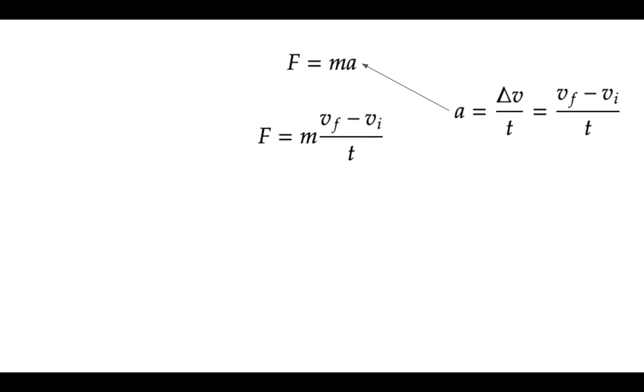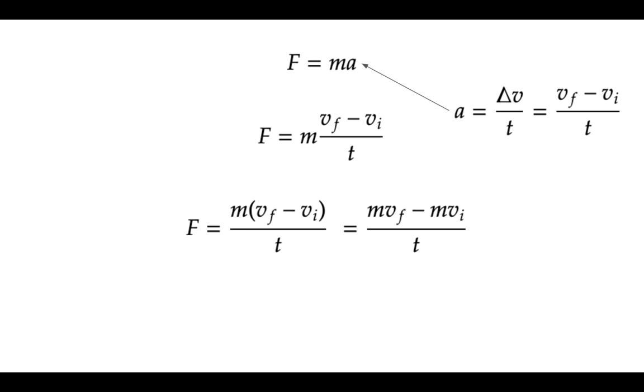Now that mass is actually on the numerator, even though we wrote it a weird way. If we put it on the numerator, it looks like this. Then I'm going to distribute that mass to both the V final and the V initial. We end up getting mass times V final minus mass times V initial, divided by time.